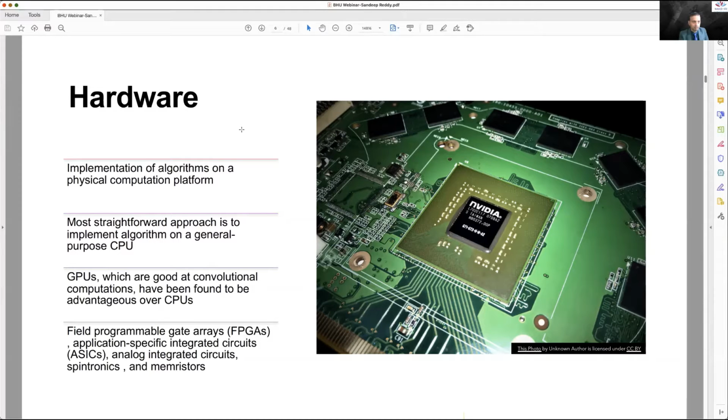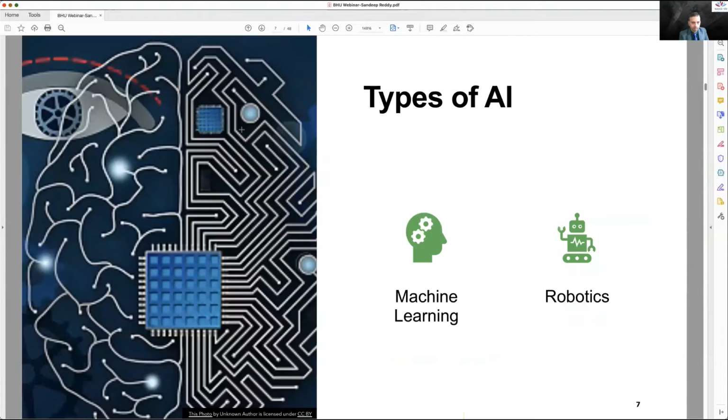They all sell GPUs. So in addition to GPUs, there are other hardware aspects that need to be considered that include FPGAs, application-specific integrated circuits, analog integrated circuits, spintronics, and memristors. Don't worry if you don't remember all of it, as long as you remember that GPUs play a huge role in galvanizing and progressing AI. Now, what are the different types of AI?